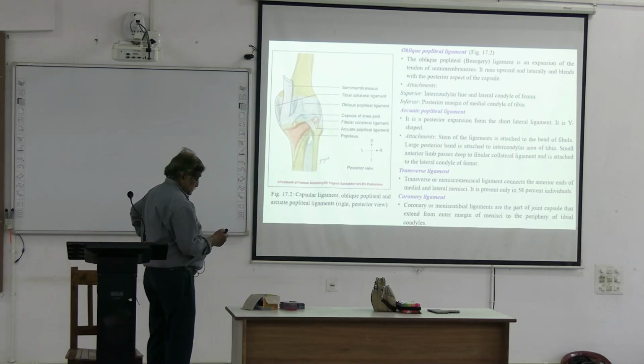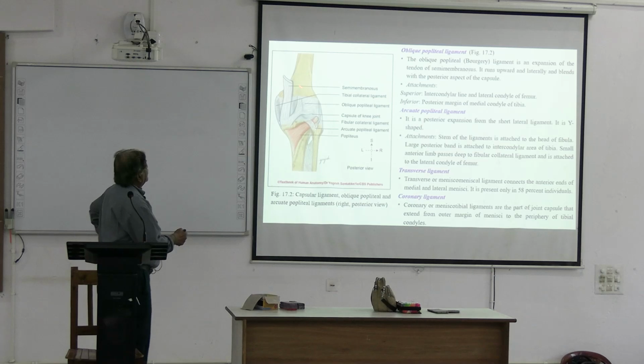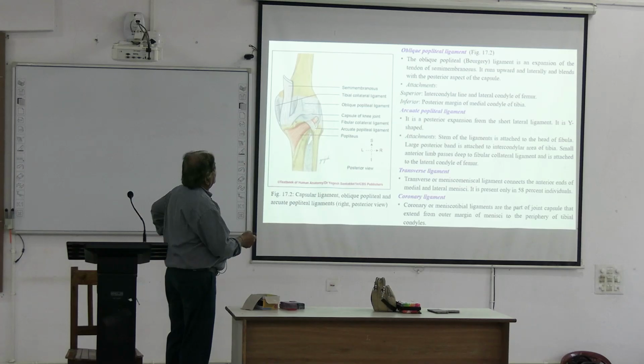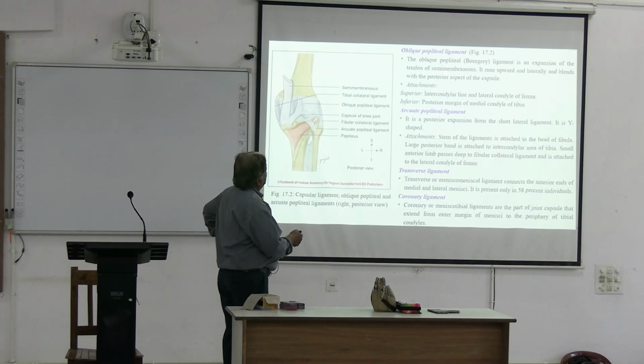Now, see, this is semimembranosus, tibial collateral ligament, oblique popliteal ligament, and capsule of the knee joint. This is the fibular collateral ligament, this is the popliteus muscle. Now, the oblique popliteal ligament, Bigelow's ligament, is an expansion of the tendon of semimembranosus. It runs upwards and laterally and blends with the posterior aspect of the capsule.